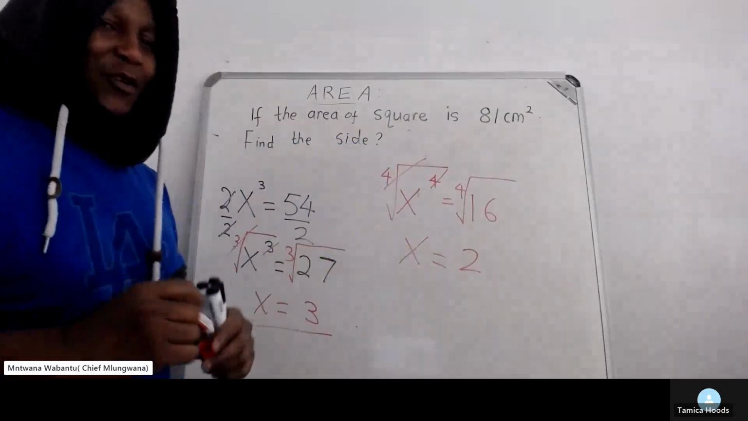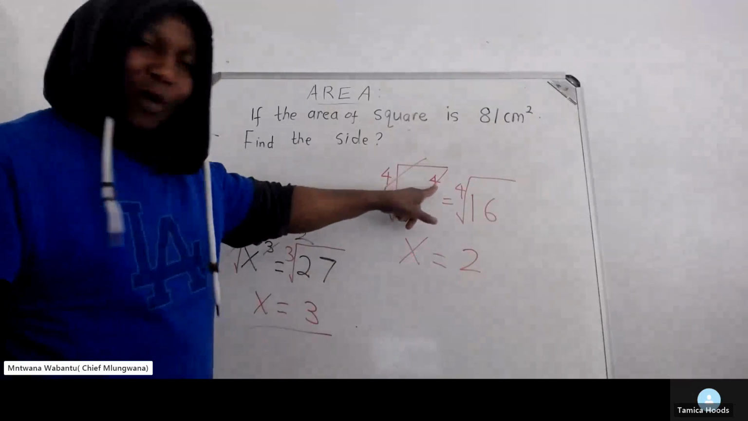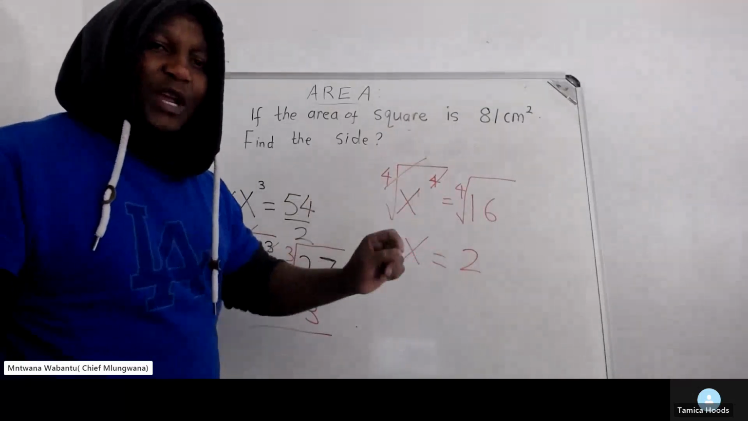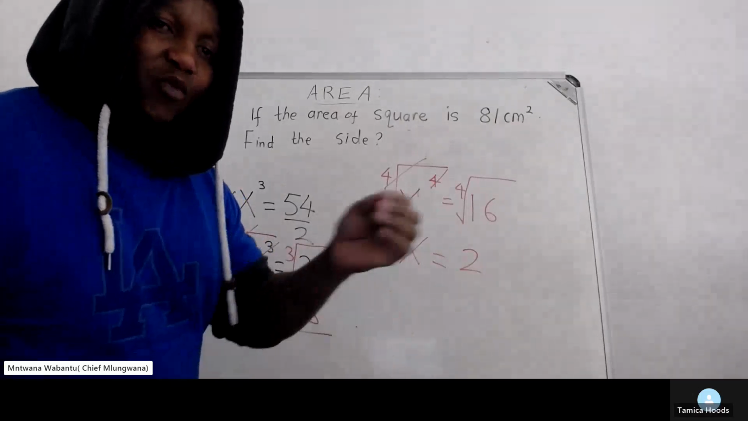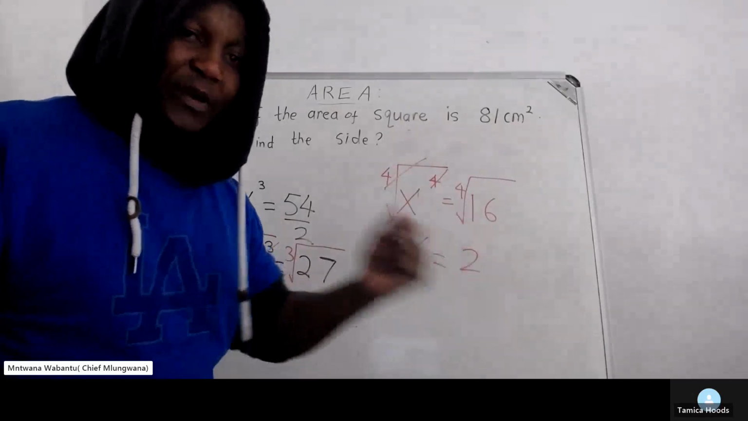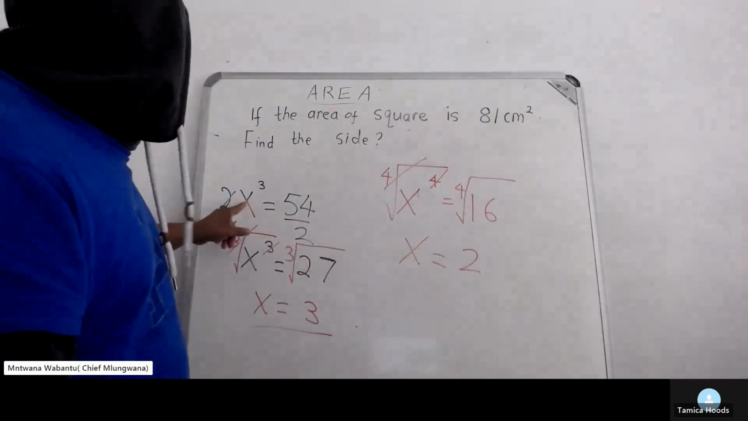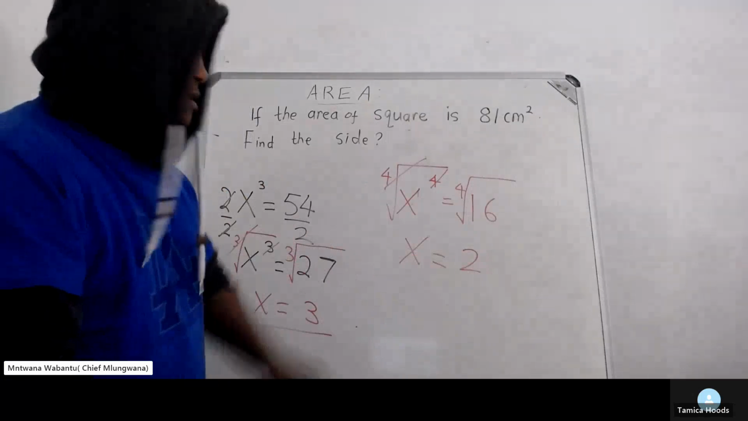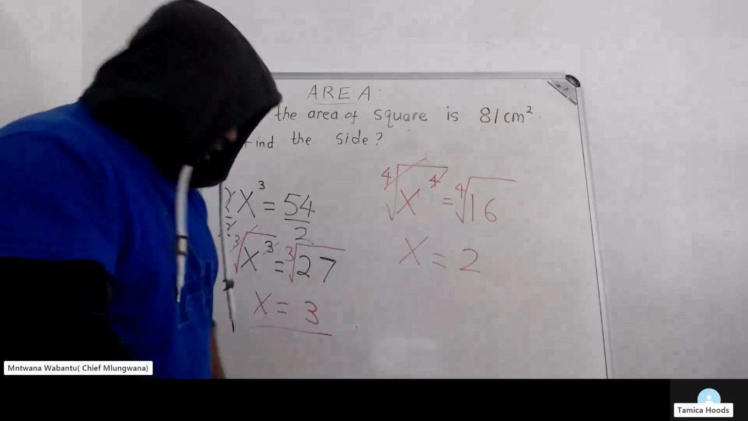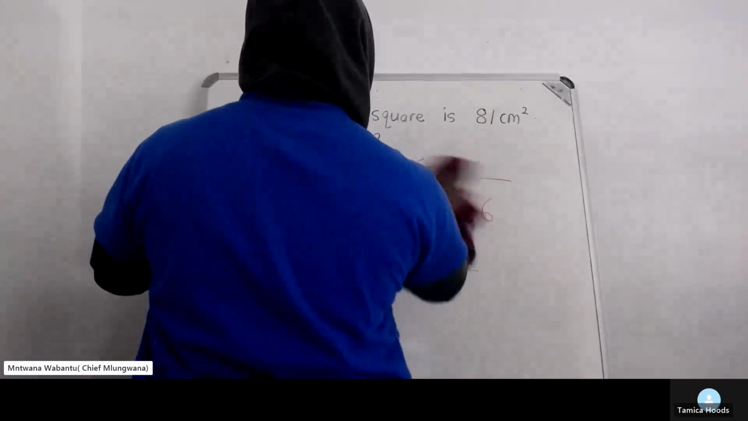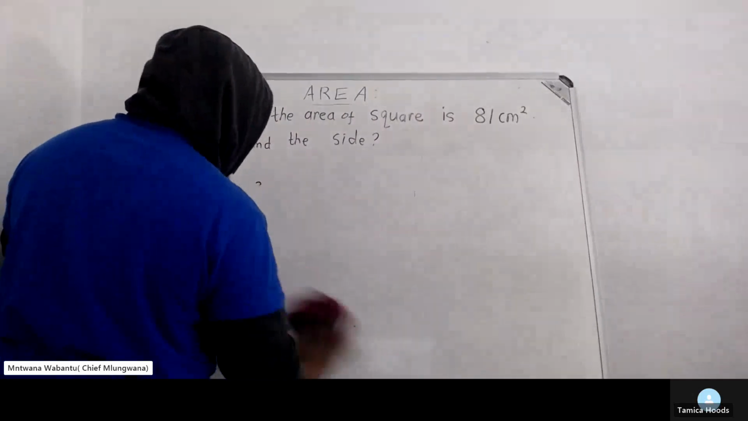So I think you understand the concept of the roots, right? Once you have a power, for you to get rid of the power, you must put the root. But it depends on which type of root. Is it cubic, fourth root, or square root? Based on which type of power it is. I'm going to erase this. Then let's go back to our question. You're going to see how easy it is.